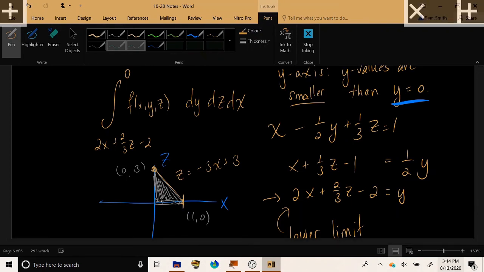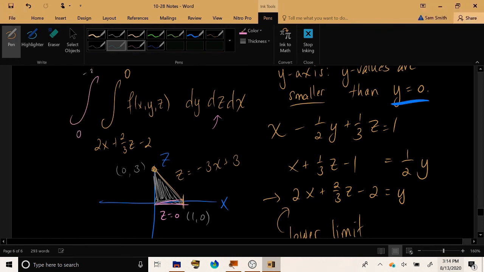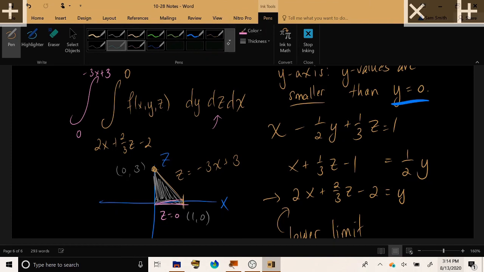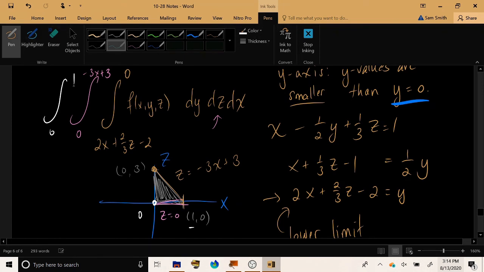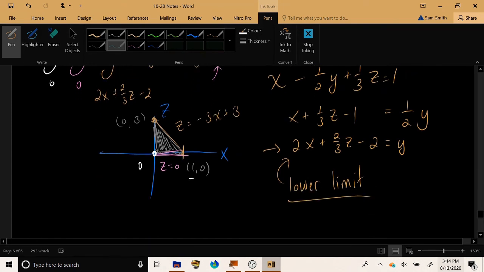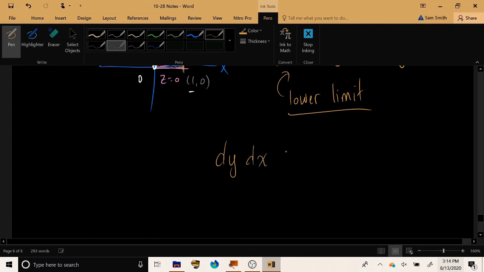On the bottom of this region, our z value is equal to 0. And so this gives me the middle limits of integration. On the bottom, z is 0. On the top, z is -3x plus 3. And finally, the x-coordinates that are valid for this region stretch from 0 at the bottom to 1 at the top. And finally, the sixth and last order of integration, which is dy, dx, and z last, of our function f of x, y, z.